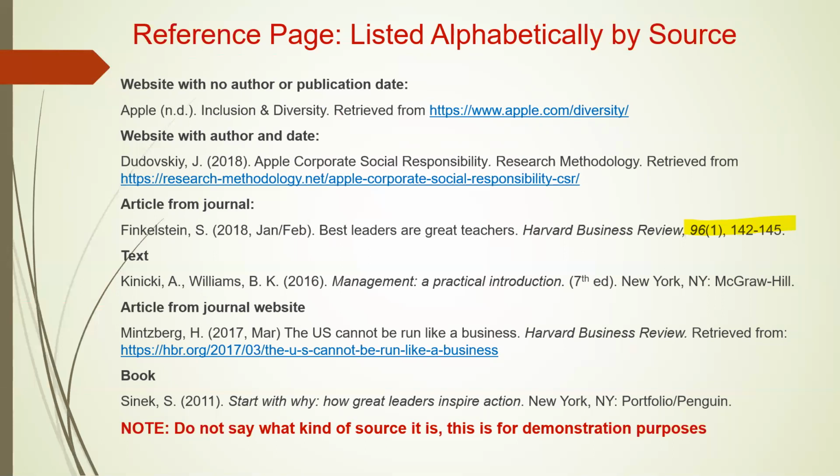I have a textbook for another class, an article from a journal website. I use the author, the date, the title, the name of the journal, and then the retrieved from. And then here is a reference for a book. Do not say what kind of source it is. It's just for demonstration purposes.